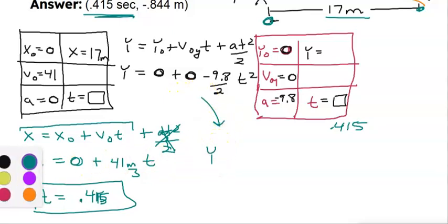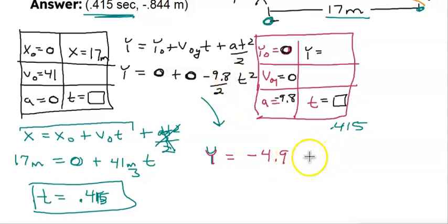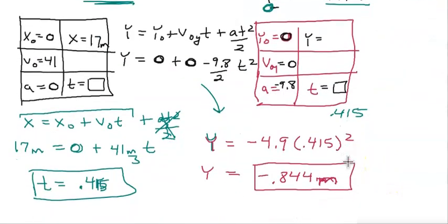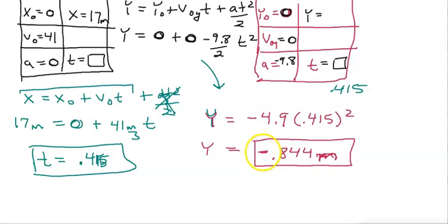So Y equals minus 9.8 over 2, which is 4.9, because we've done that a million times, times 0.415 squared, and you get negative, because it ended up below where it started, 84 centimeters. Okay, and so on the test, if you said positive or negative 84, because the question said, how much will it drop, right? So the minus sign is understood, so it's fine if you have it in there. It's fine if you just say 84.